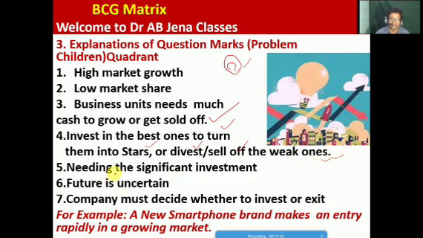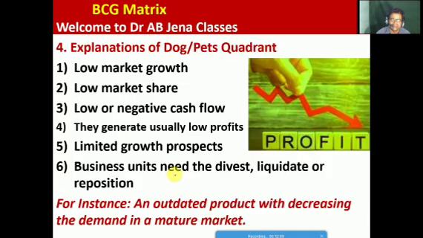Similarly, business units need significant investment. Also the future of the business unit is uncertain. The business unit must decide whether to invest or exit. A very good example of this question mark element of the BCG matrix is a new smartphone brand making an entry rapidly in a growing market.